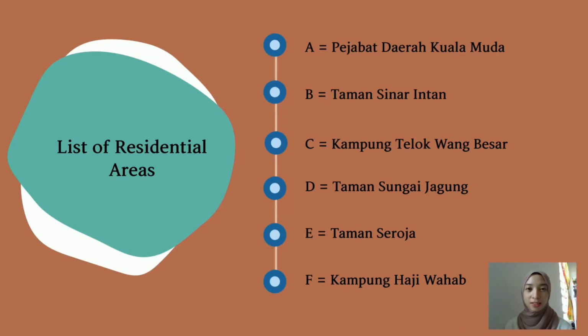Okay, firstly is the list of residential areas. There are 5 residential areas and 1 district office. All the residential areas are located at Sungai Petani, Kedah. And we declare the district office at Pejabat Daerah Kuala Muda. That is point A. Next, point B is Taman Sinar Intan, followed by point C, Kampung Teluk Wang Besar, and point D, Taman Sungai Jagung. After that is point E, Taman Seroja, and lastly point F, Kampung Haji Wahab.